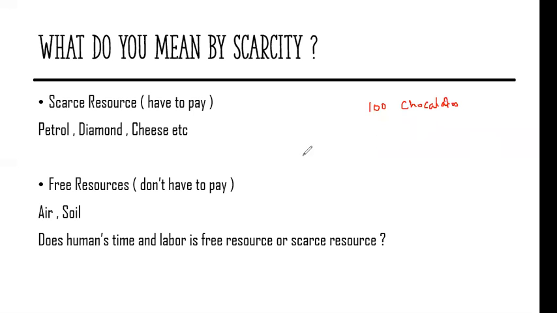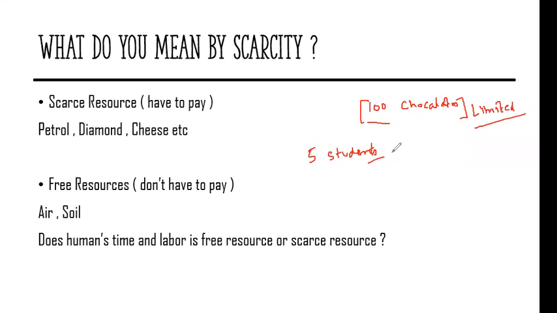And suppose you are 5 students. You want as many chocolates as possible, yes or no? You love chocolate, so obviously you guys will want as many chocolates as possible. But can I give you as many chocolates as possible? No, because I'm having only 100 chocolates. So the supply of chocolate is limited.